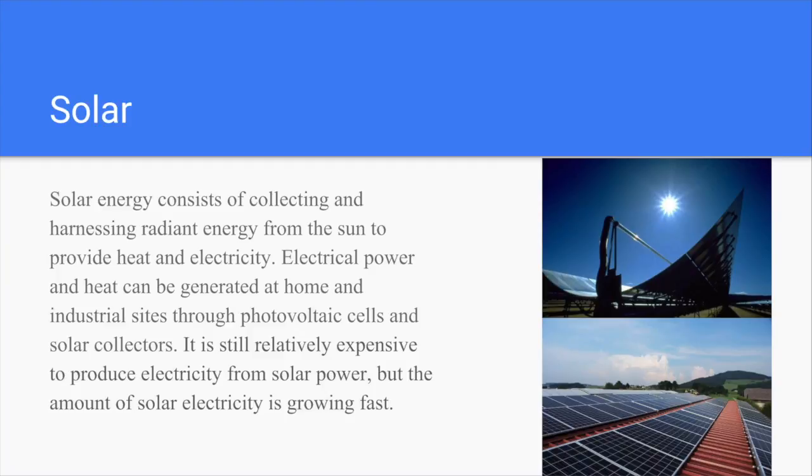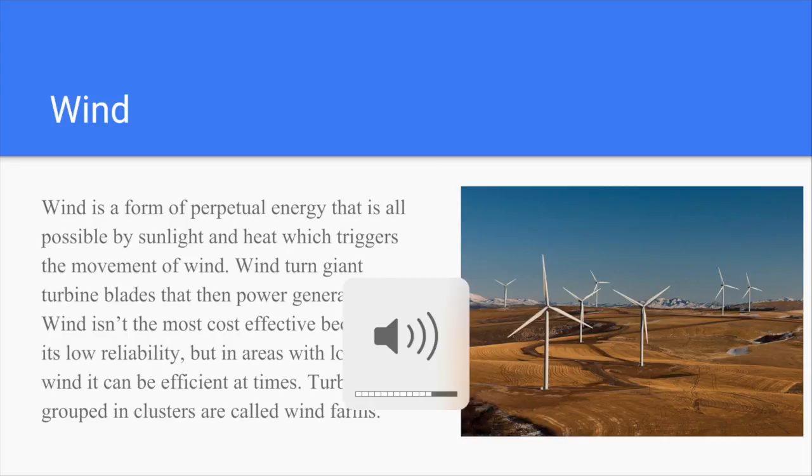The next type of perpetual energy is wind, which is a form of perpetual energy that is made possible by sunlight and heat, which trigger the movement of wind. Wind turns giant turbine blades that then power generators. Wind isn't the most cost effective because of the low reliability, but in areas with lots of wind it can be efficient sometimes.